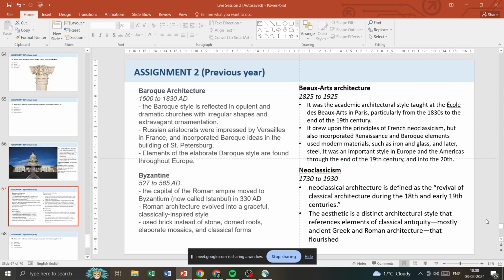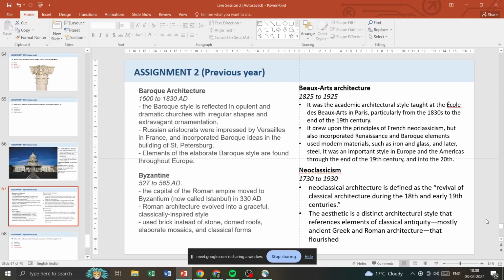So Baroque I have already mentioned. It included a lot of dramatic churches with irregular shapes and extravagant ornamentation. In Byzantine, the capital of Rome moved to Byzantium, which is now Istanbul. They used brick instead of stone. They had domed roofs, elaborate mosaics, and classical forms.